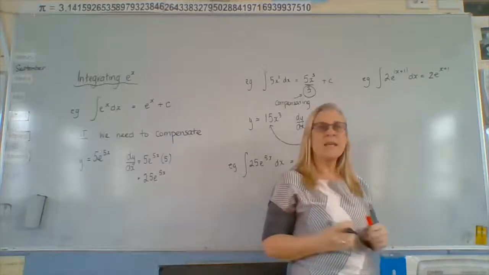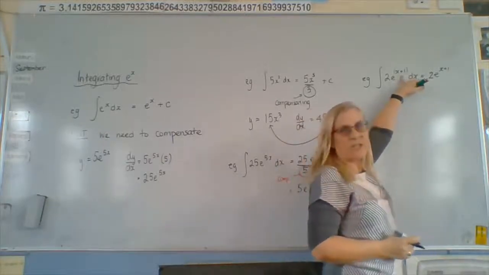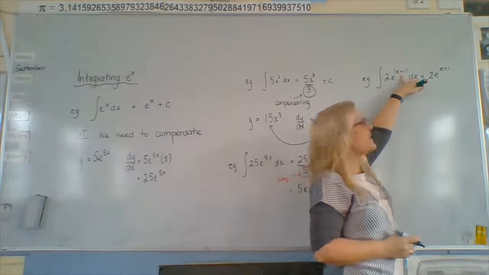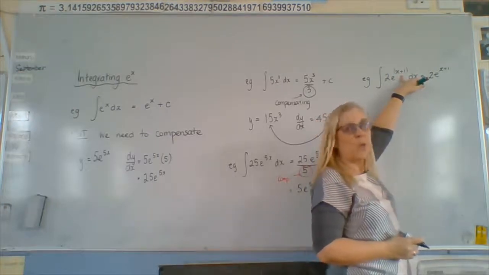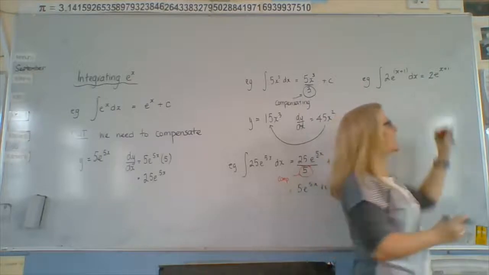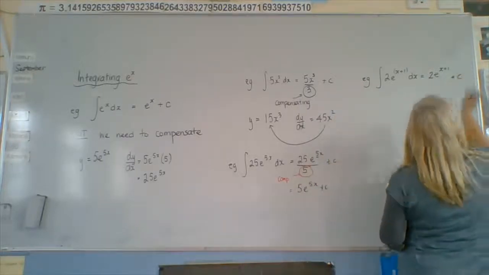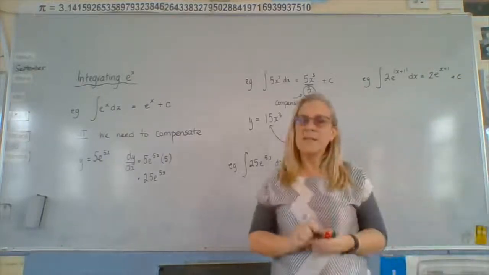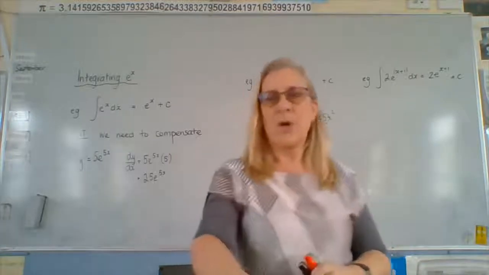And our compensation is for what this differentiates to. And this differentiates to 1. So we're dividing by 1, which we don't write down, plus c. All right, so that's a little bit of a tricky one. Okay, your turn.